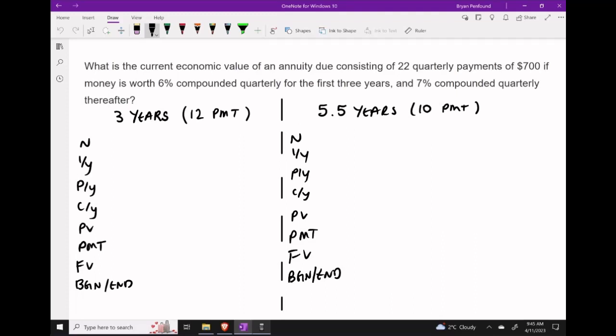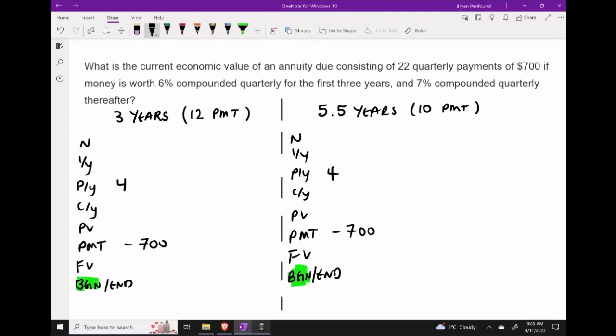So let's start filling in some of the parameters that we know. So we know that payment size is always going to be 700. So let's put in negative 700 as our payment size. Also, we do know that this is an annuity due, so we'll make sure that our calculator is in begin mode. Payment frequency is always quarterly, so let's put PY in as 4 for both cases.